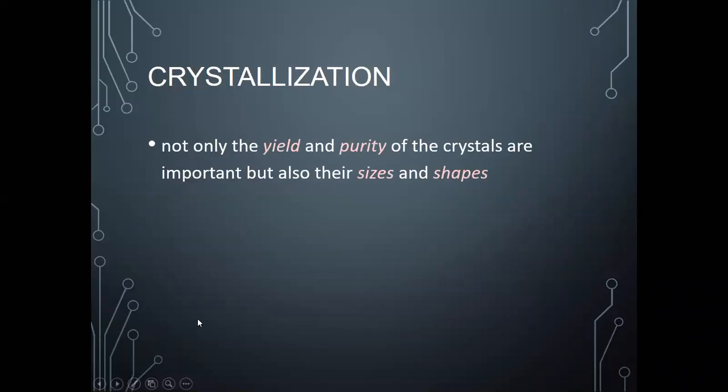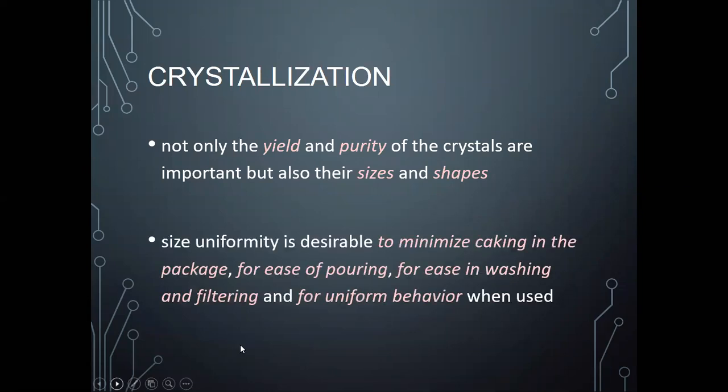Now, in crystallization, we are not only interested in the yield and the purity, yield meaning the quantity and the purity of the crystals, but we are also concerned this time with their sizes and shapes. The size uniformity is really desired so as to minimize caking in the package. I think you understand what caking is. Also for ease in pouring and for ease in washing and filtering and for uniform behavior whenever they are used already. So the reason why we add to yield and purity in crystallization the desired size and shapes of the crystal is because of these very important factors.